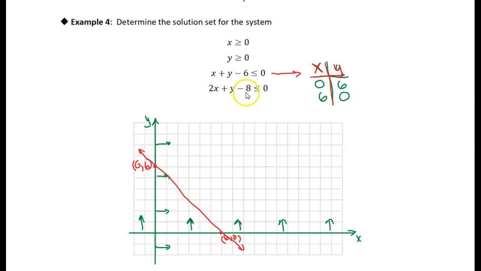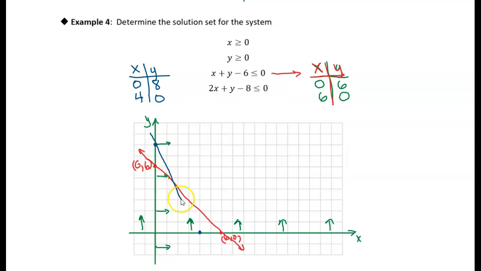So let's take a look at this next inequality: 2x plus y minus 8 is less than 0. First I'm going to graph the line where 2x plus y minus 8 is equal to 0. Again, I'll just find a couple of points, and oftentimes the x and y intercepts are the easiest. If I put in x equals 0, I get y equals 8. If I put in y equals 0, you get 2x minus 8 equals 0, so x has to be equal to 4. Now I'm going to graph those 2 points. So (0, 8) is going to be right here, and (4, 0) is right here. I'm just going to connect those with a line.